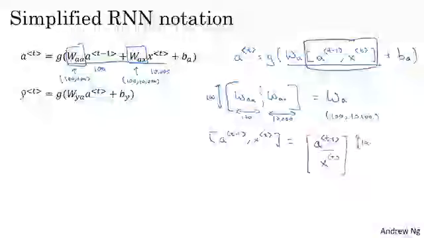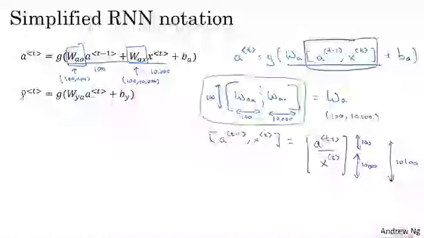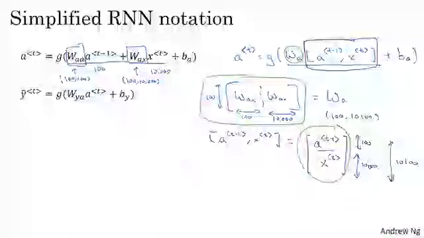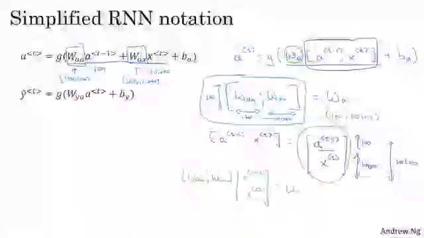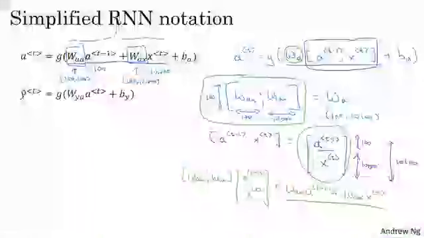So this ends up being a 10100 dimensional vector. And so hopefully you can check for yourself that this matrix times this vector just gives you back the original quantity, right? Because now this matrix [WAA WAX] multiplied by this [AT minus 1, XT] vector is just equal to WAA times AT minus 1 plus WAX times XT, which is exactly what we had back over here.